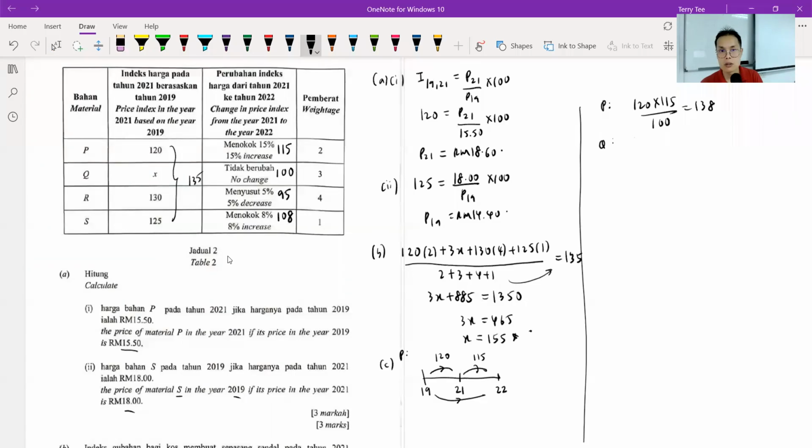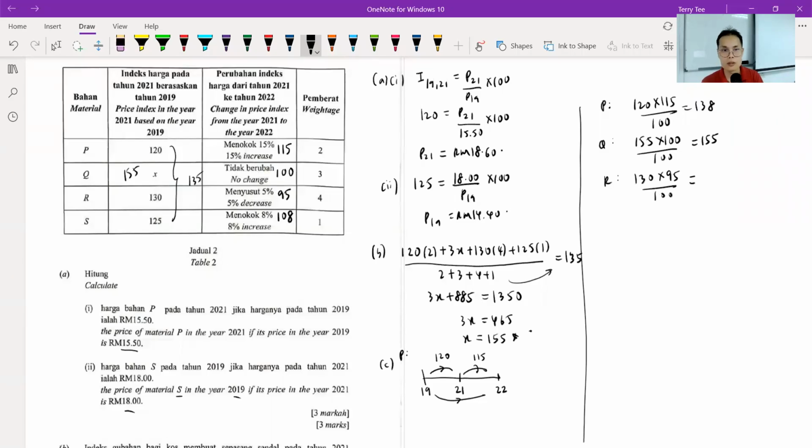We take X, which we already know, right? My X is 155. Unchanged means we multiply by 100 and here you divide by 100, so it is still 155. For R it is 130. You decrease by 5%, which is 95 over 100.